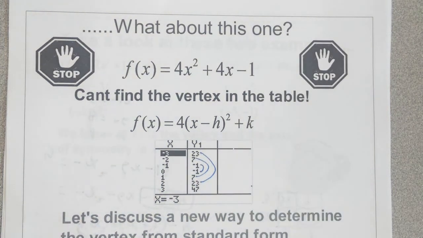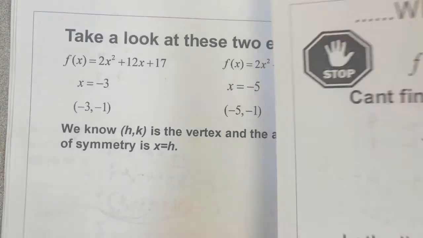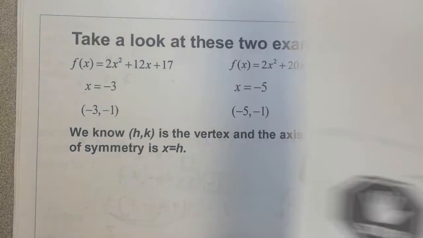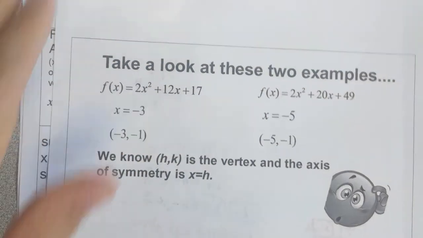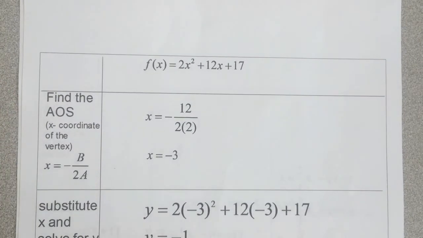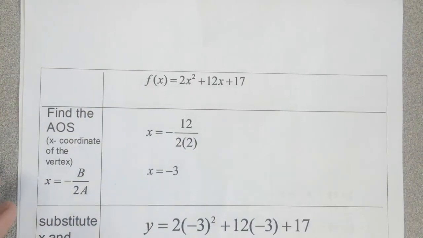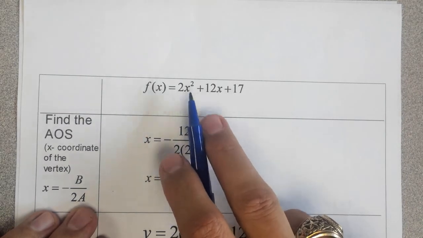When I can't find my vertex this way, I have to do algebra to get this done. So, we're going to look at these examples here. Actually, we're not going to look at it. We're actually going to go straight to an example. This is the first example we're going to do. Everything is done for you. I'm just going to show you what's happening and show you where your equations are. This is my example right here.